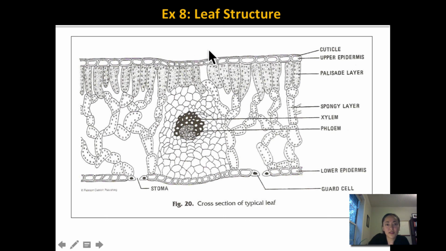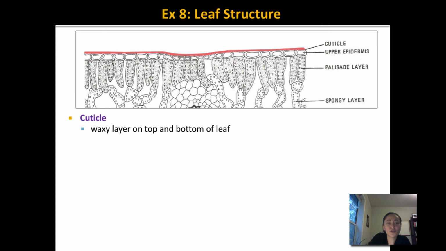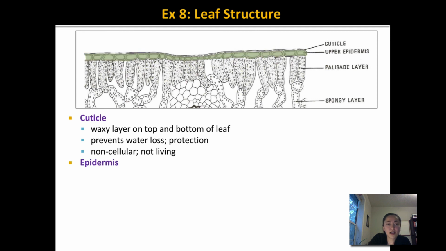So this is the top of the leaf and this is the bottom of the leaf here. So what did we see here? Let's focus on the top of the leaf. Well, we see this waxy covering called the cuticle. The cuticle is actually found in the top and the bottom of the leaf. Since it's very waxy, it's not made up of cells. It's actually a wax that the plant secretes. And its main function is to prevent water loss, so to protect the plant. As I said, it's not cellular, so it's not living.